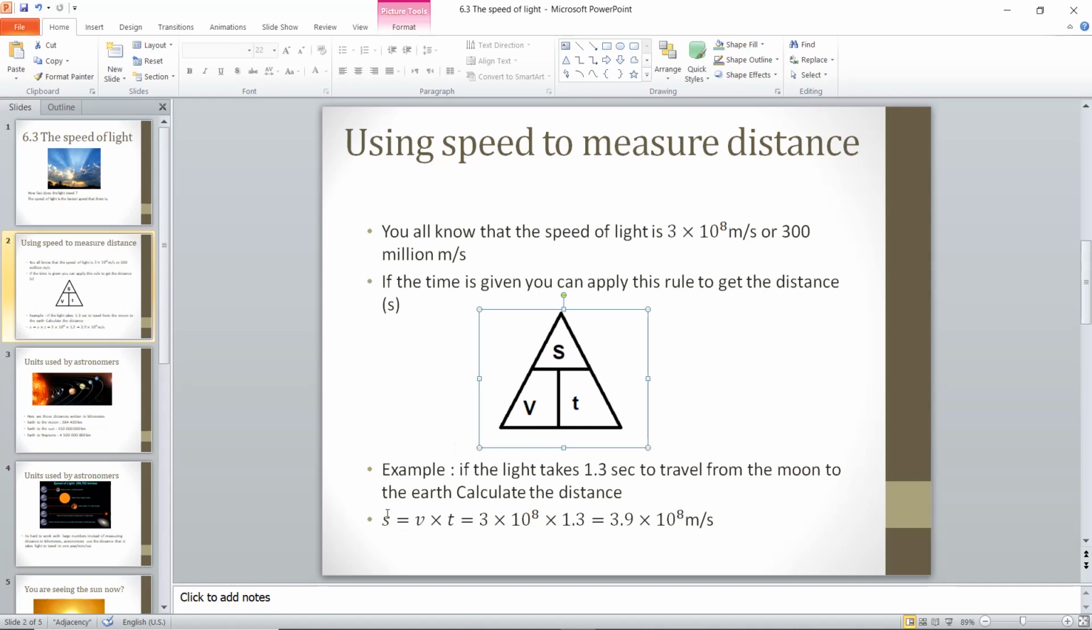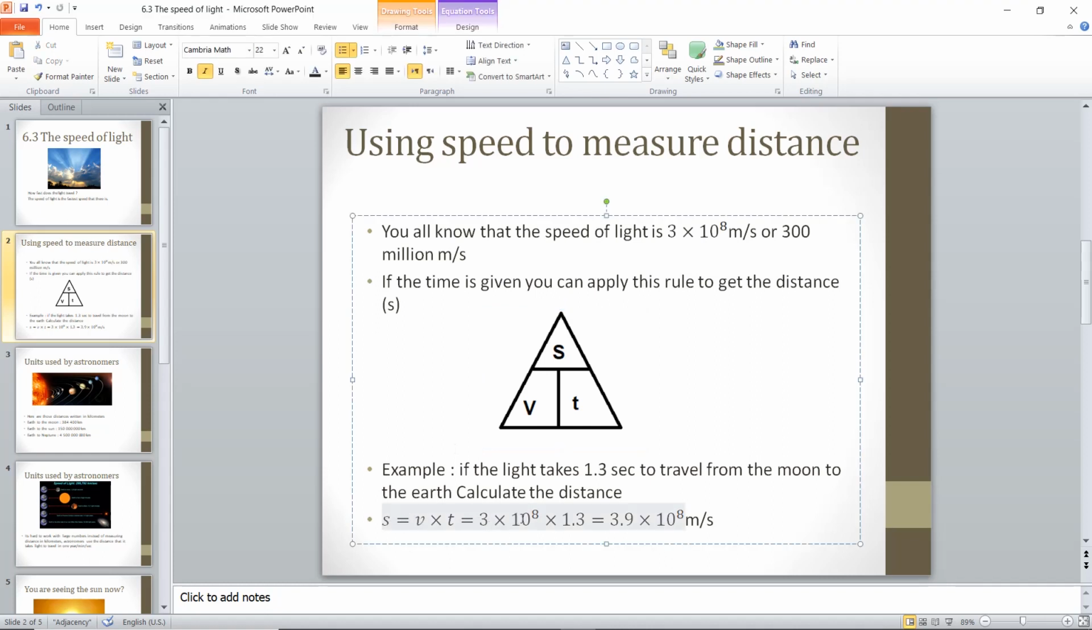As an example, S is equal to V times T, 3 times 10 to the power 8 times 1.3, it's equal to 3.9 times 10 to the power 8 meters. This is meters.